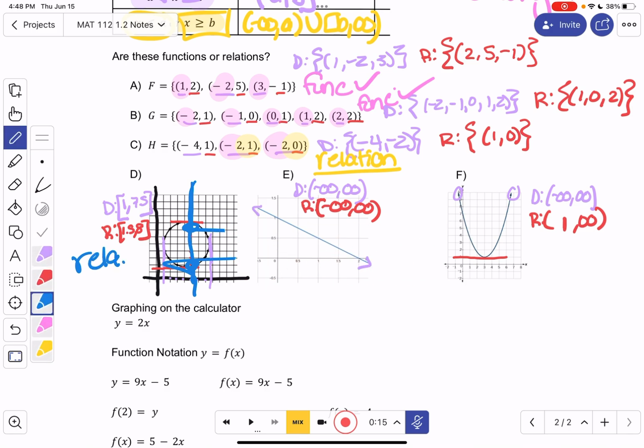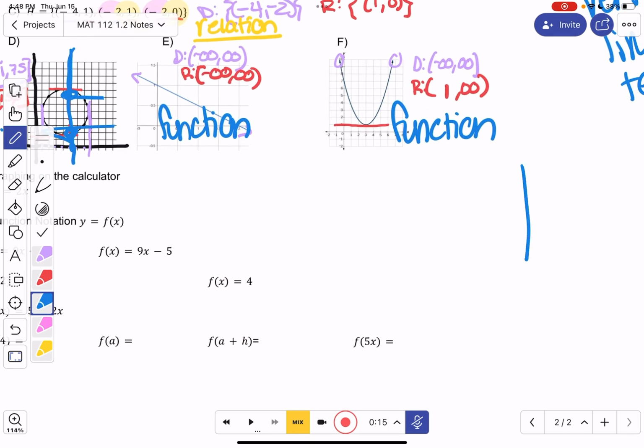If we look at E, there's no place. Doesn't matter what I do, it's never going to touch that line twice. So E is a function. And F is also a function. It does the same thing. If you just have a bunch of dots on a graph, like this one would be a function because you wouldn't touch the dots more than once. But let's say I put one like that. Now that 4th dot makes it not a function.